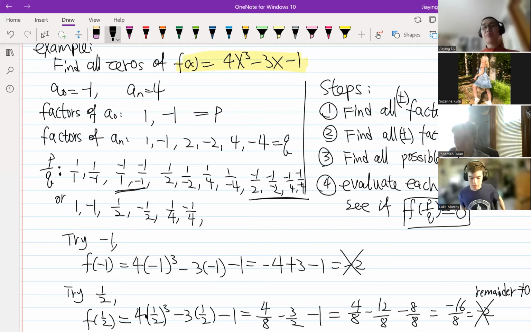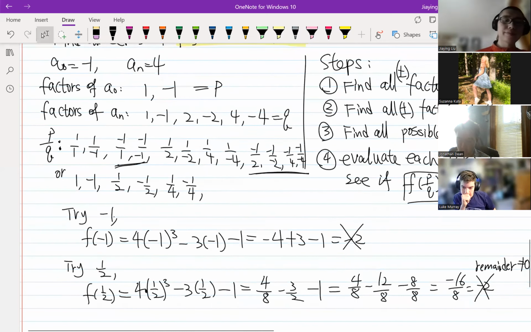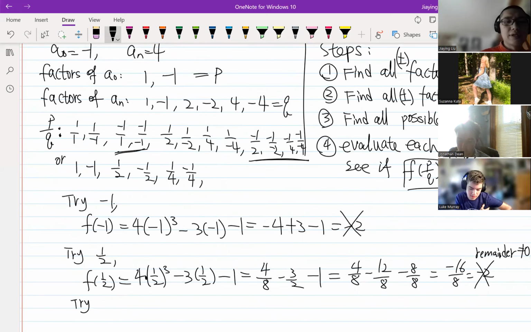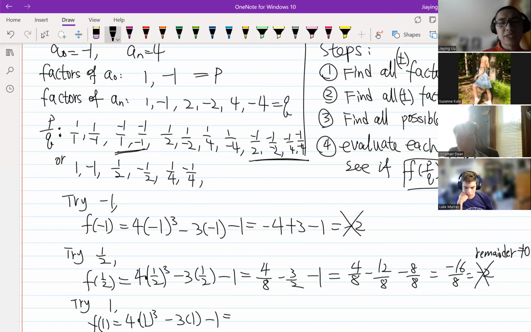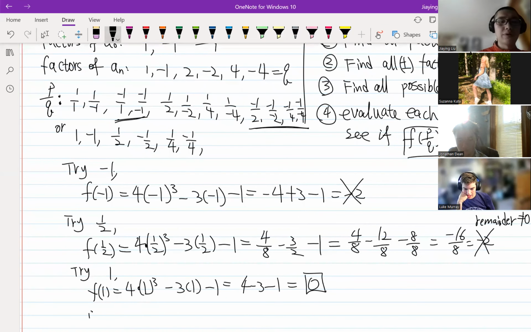It's not equal to 0, which means 1/2 is not a 0, right? So sometimes you might have to try a few numbers, but I would say usually begin with a small number like 1, -1, 2, -2, and then go from there. Okay, now let's try 1. f of 1 is going to be 4 times 1 cubed minus 3 times 1 minus 1. So it looks like that's a 4 minus 3 minus 1, bingo. So that's going to be a 0. So the remainder equals 0, therefore x equals 1 is a 0 of f of x.